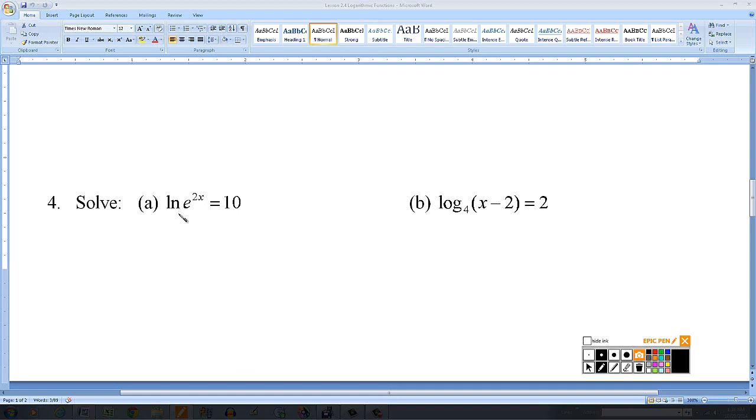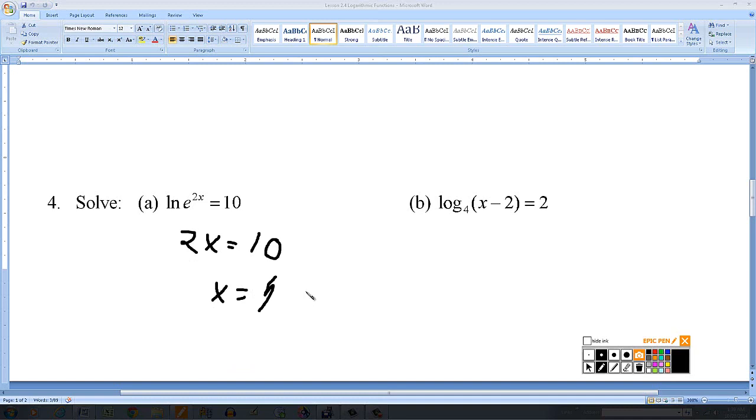It simplifies. Because the base is e, the log of e to the 2x to base e is 2x, because e to the 2x is e to the 2x, just by definition of log. So this simply simplifies to 2x equals 10. Divide both sides by 2, and we get x equal to 5.